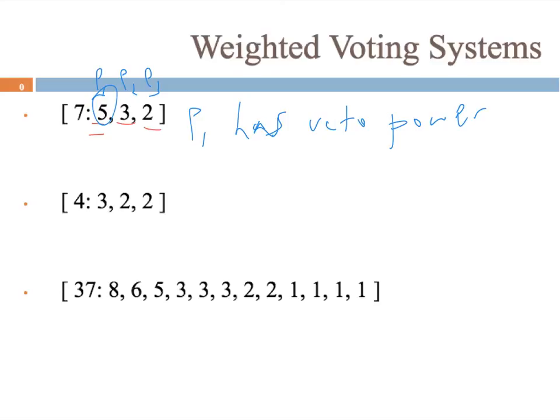Alright, next example. We got 4 as the quota, and weights 3, 2, and 2. This one looks like it's going to be too easy to pass. So either player 1 and player 2 can pass the motion, or player 1 and 3 can do it, or player 2 and player 3. So any combination of just 2 of them can pass this. This is too easy, so we're going to call this situation anarchy.